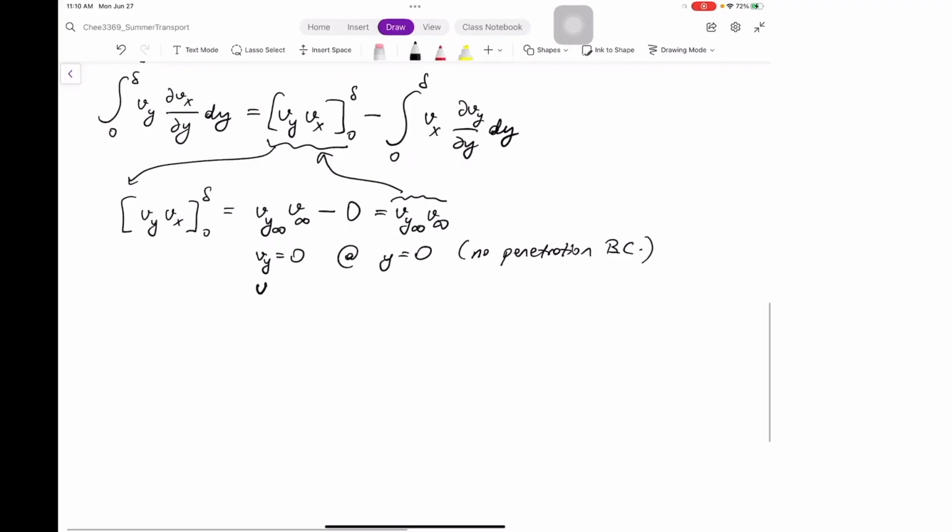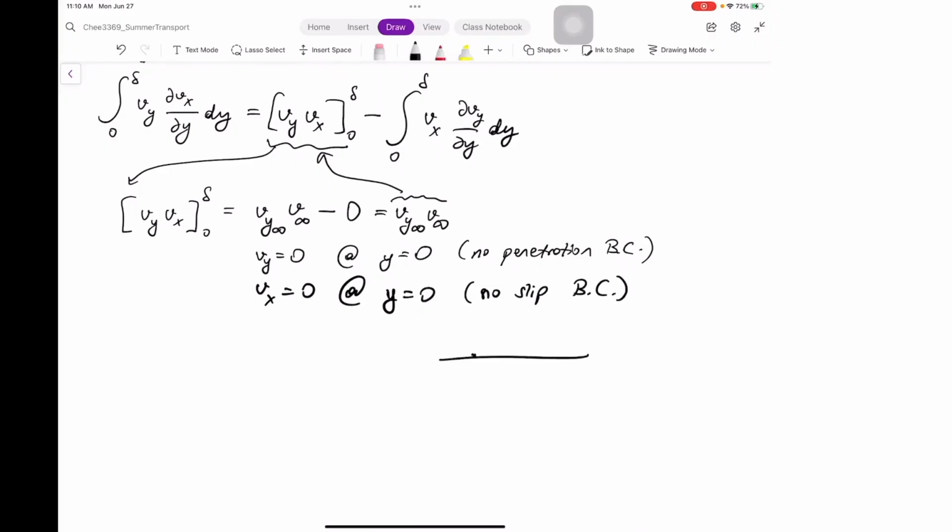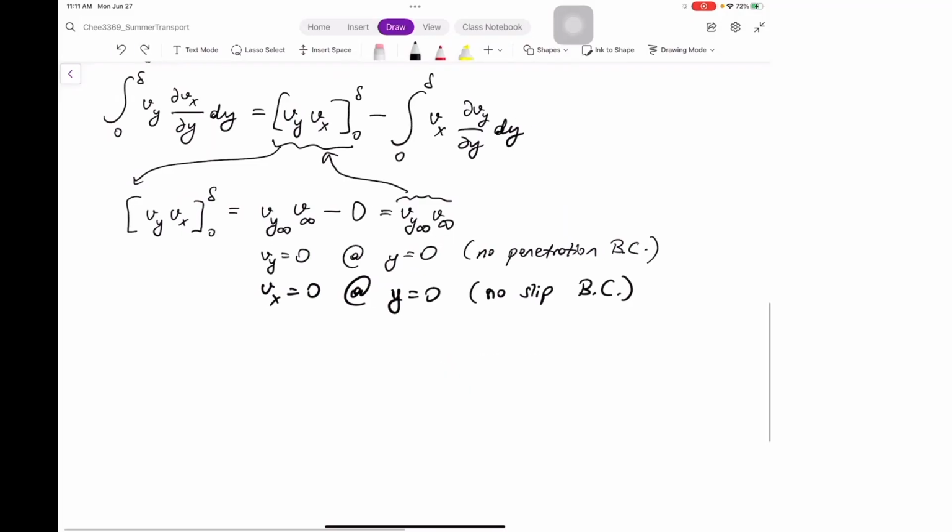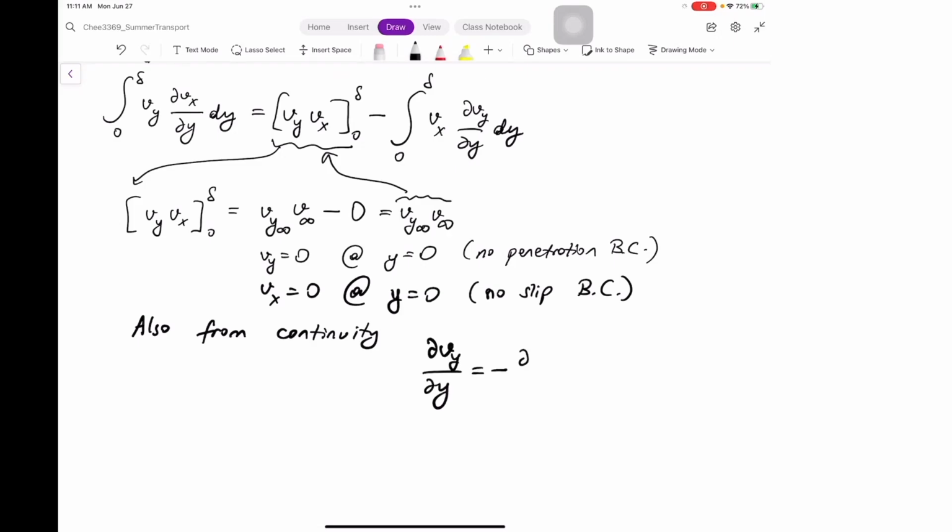On the other hand, Vx is equal to 0 at y is equal to 0, and this is called the no slip boundary condition, meaning that at the surface, the fluid touching the surface is just stationary. It's not slipping, it's not sliding around. Also, from the continuity equation, this term del Vy over del y is equal to minus del Vx over del x, from the continuity equation, right?